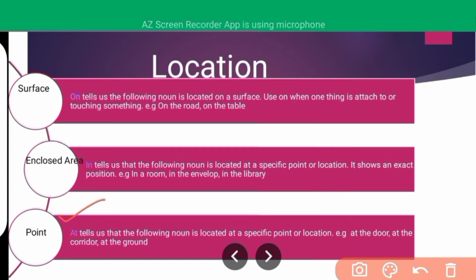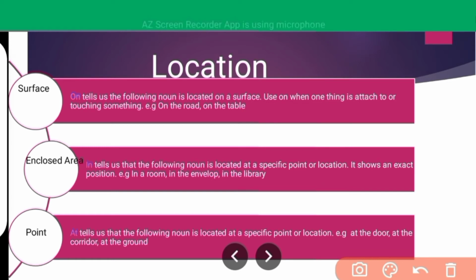At tells us that the following noun is located at a specific point or location. For example, if I say he is at the door, तो मैं बता रही हूँ कि वो डोर पे खड़ा हुआ है, तो स्पेसिफिक पोजीशन स्पेसिफिक पॉइंट बता रही हूँ. इसी तरह another example is at the door, at the corridor, or at the ground.